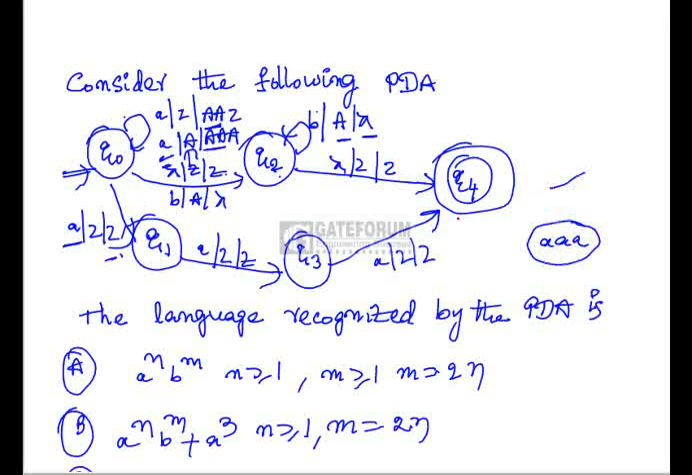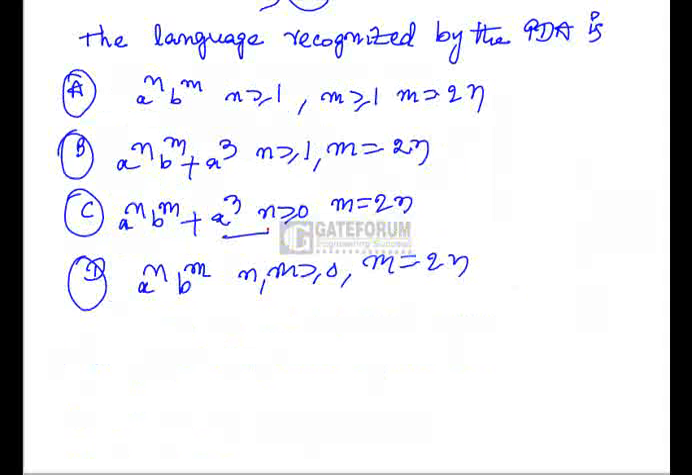In another path, it is pushing 2 A's for each A and popping A's in response to B's. For each A, if two A's are pushed, then the number of B's that should be recognized by the time you get the final state or empty stack will be such that each A should be popped. So that A cube is one path, that is a string of 3 A's. The other path is some number of A's followed by some number of B's, where the number of B's is 2 times the number of A's, that is m is equal to 2n. Option C is the correct option here.